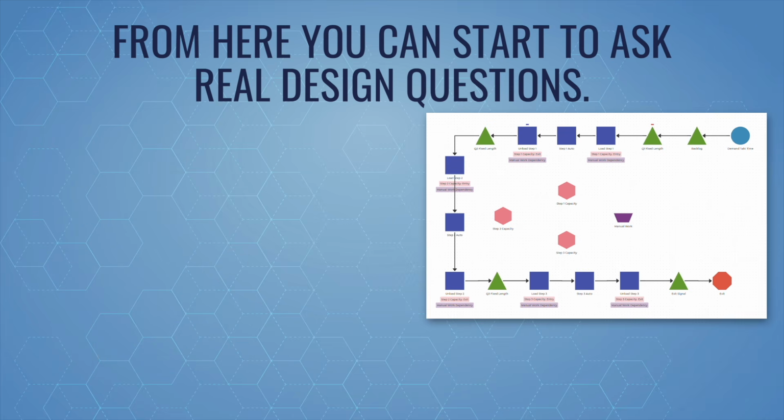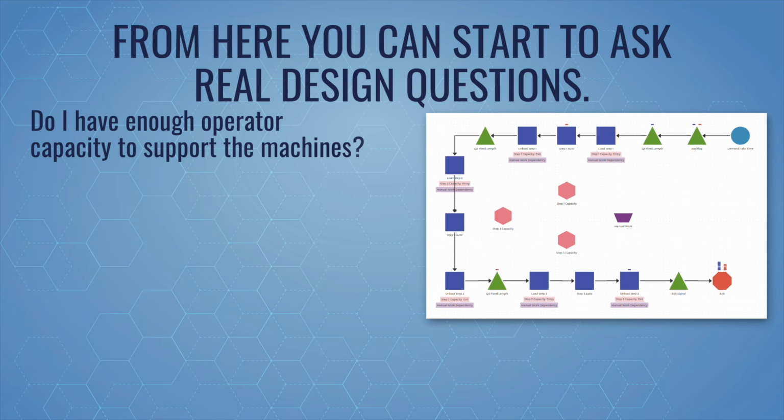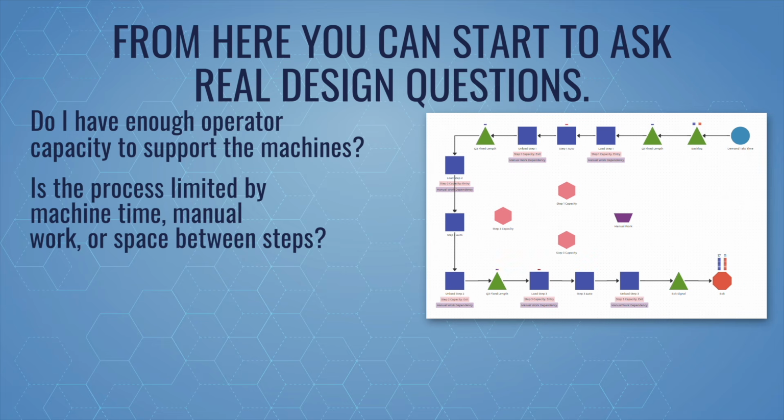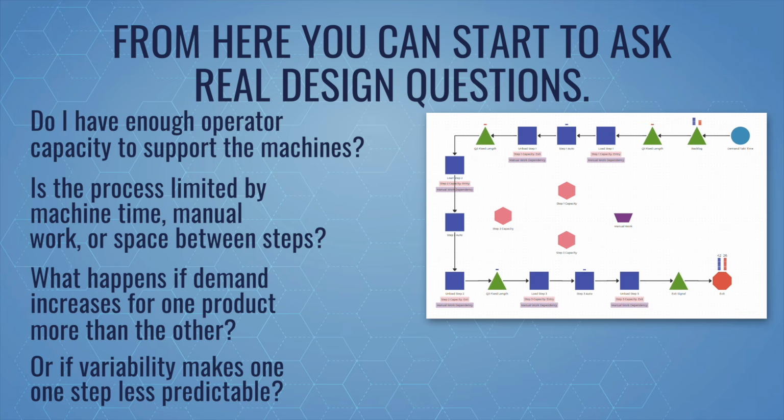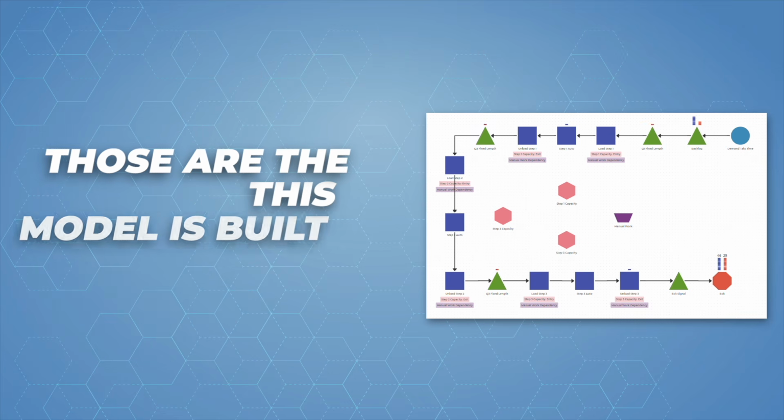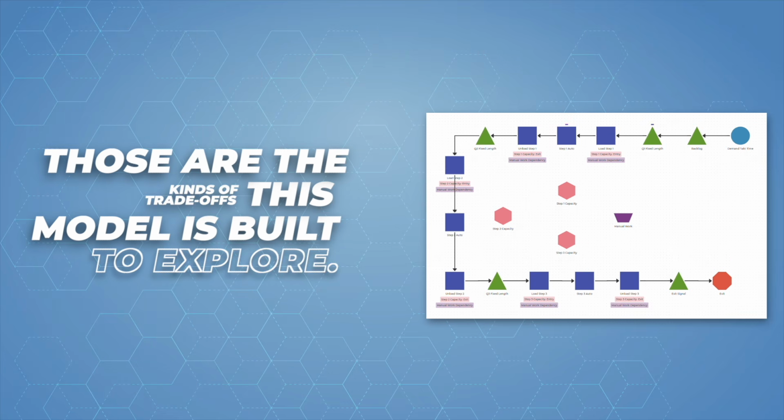From here, you can start to ask real design questions. Do I have enough operator capacity to support the machines? Is the process limited by machine time, manual work, or space between steps? What happens if demand increases for one product more than the other, or if variability makes one step less predictable? Those are the kinds of trade-offs this model is built to explore.